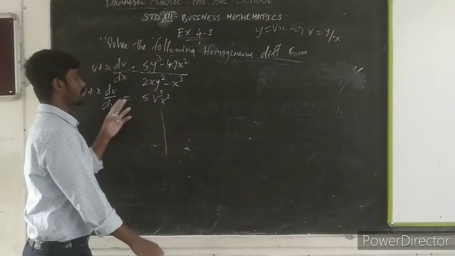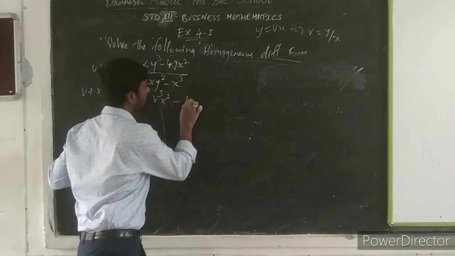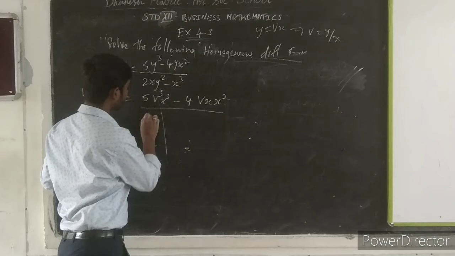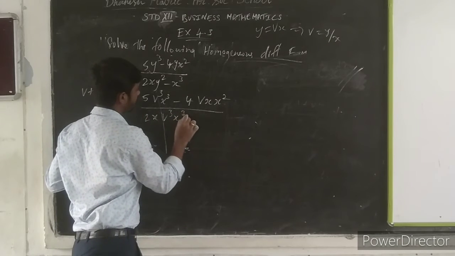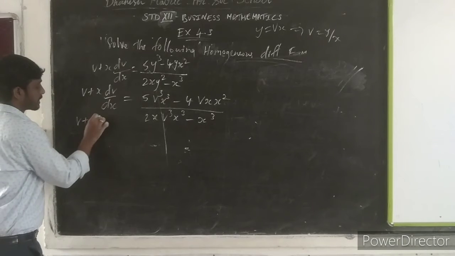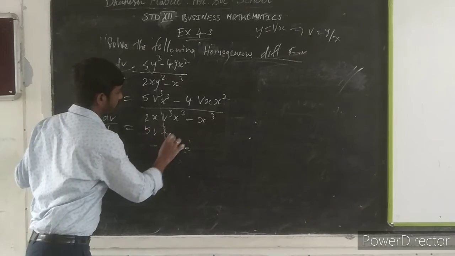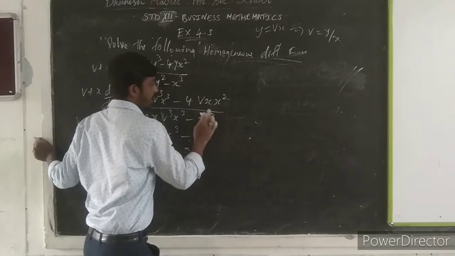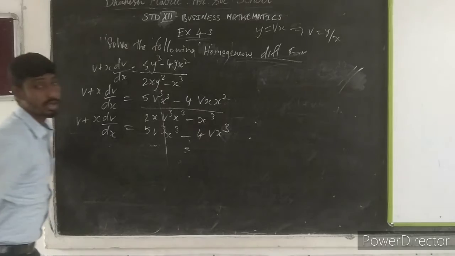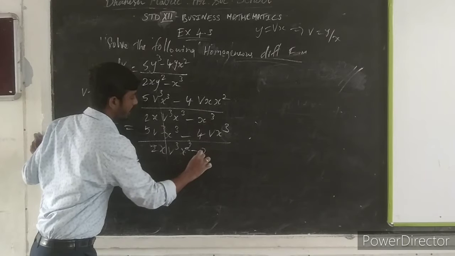here, because y is equal to vx, so the cube separates into v cube and x cube, minus 4y x square, with y being v into x, divided by 2x v cube x cube minus x cube. Now we write: v plus x dv divided by dx equal to 5v cube x cube minus 4 x into v, this one is also x cube here, divided by 2x v cube x cube minus x cube.